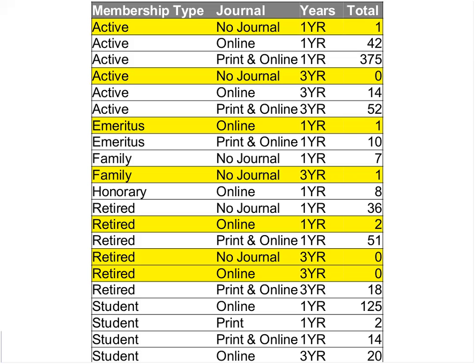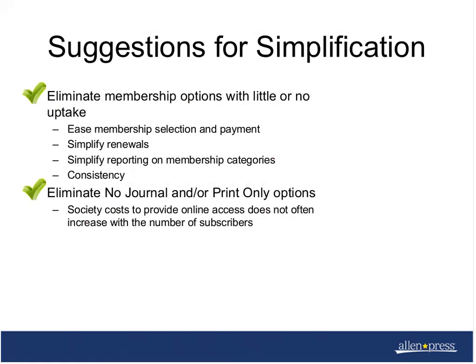The management of those by the customer service team is a lot of effort that may not be needed, and the confusion by the members of what options they have is not worth that. Fewer options will result in an easier and more friendly join and renewal process. Complex renewal campaigns and notices can be eliminated, resulting in less design costs and a chance of sending the wrong notice to the wrong member category.